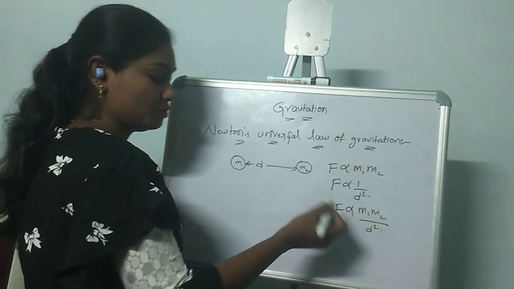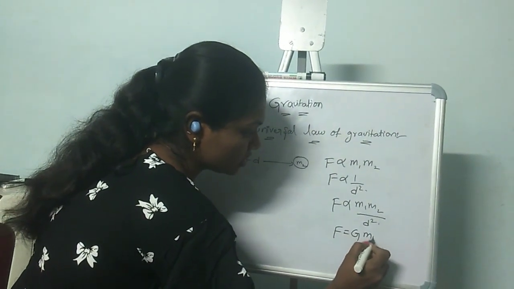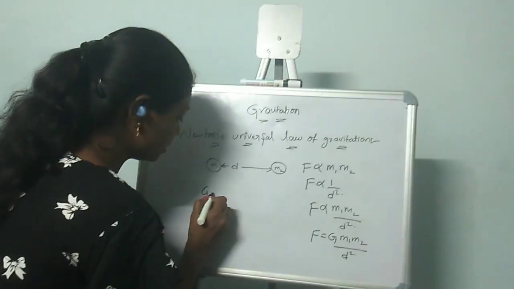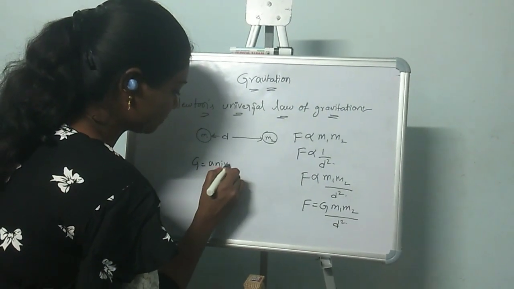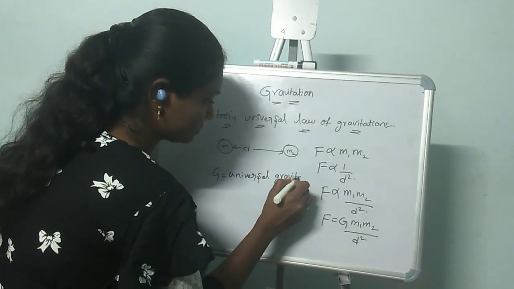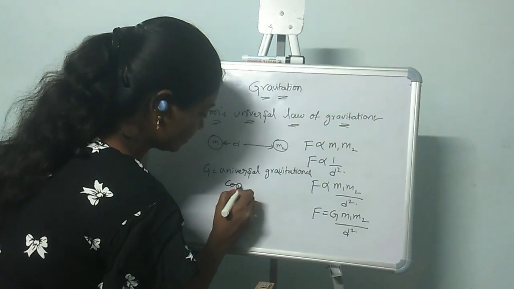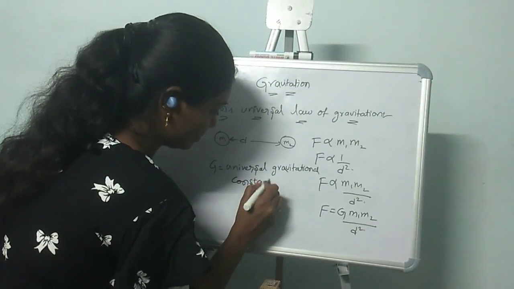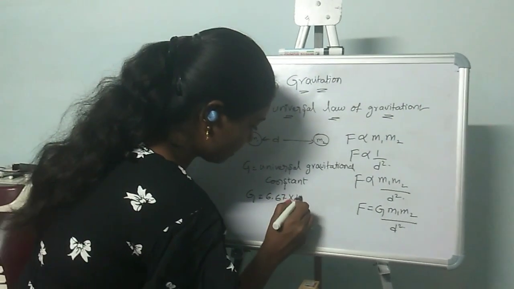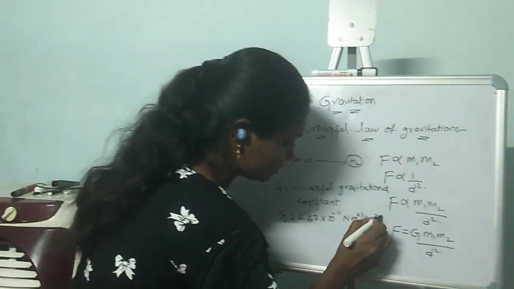After that, we remove this proportionality using a gravitational constant: F equals G m1 m2 by d square, where G is called the universal gravitational constant. G equals 6.67 times 10 to the power of minus 11 Newton meter square per kg square.